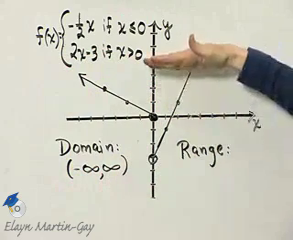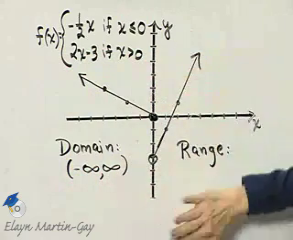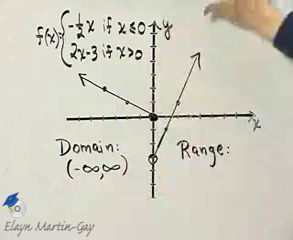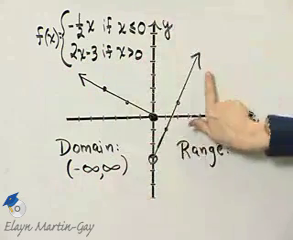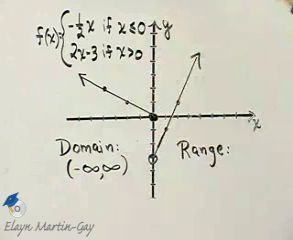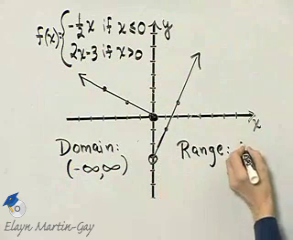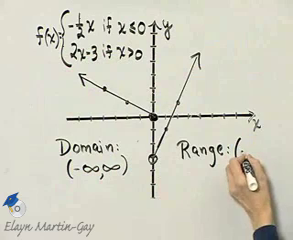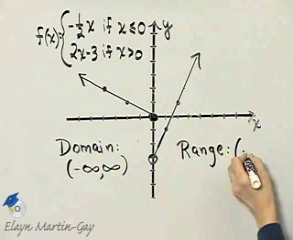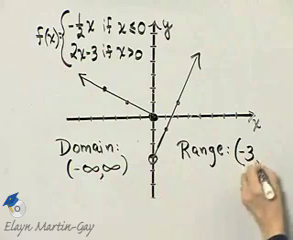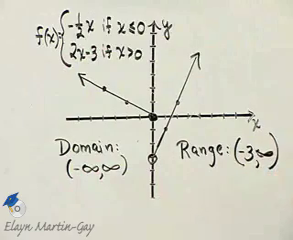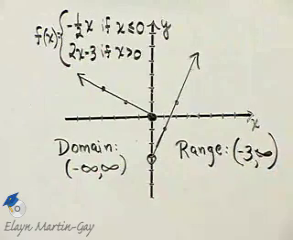What about range? That's y values, so how far down and how far up? Well, how far up, because of these arrows, it's going up to +infinity. How far down? The lowest point, and I don't have a bracket around it, I have a parenthesis around it, that's -3 with a parenthesis to infinity. There is the range of the function.